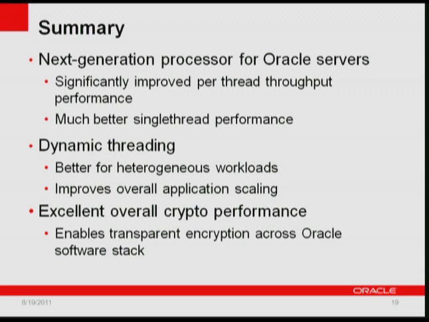So in summary, T4 is the next generation processor for Oracle servers, and the S3 core is the next foundation core for a line of Oracle servers starting with T4. We've improved per-thread throughput performance by a factor of 2, and we've improved single-thread performance by a factor of 5 to 7. By implementing dynamic threading, we've got a model that's better performance for heterogeneous workloads, that is having low IPC and high IPC threads running together. And we've improved overall application scaling per Amdahl's law.